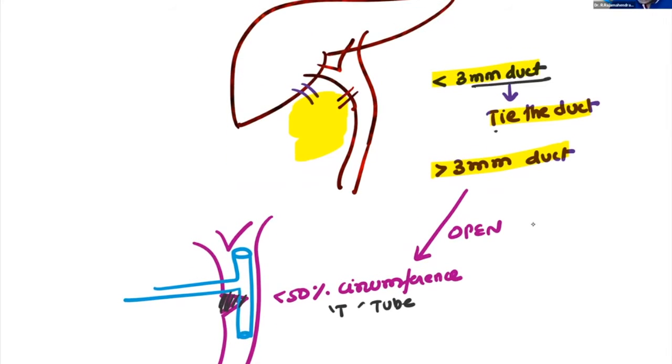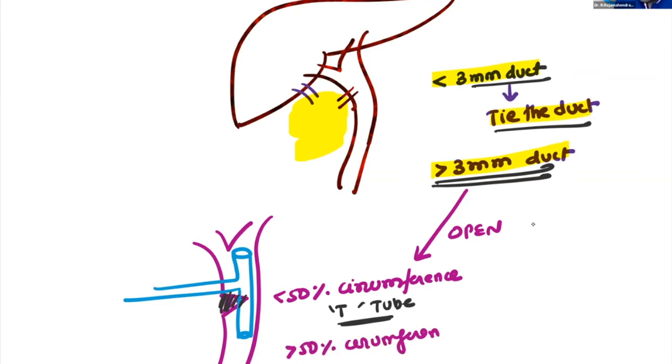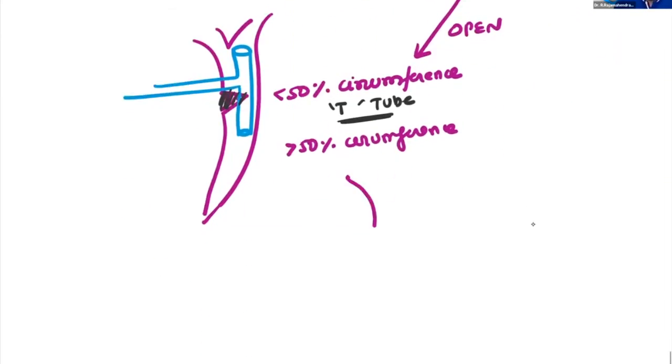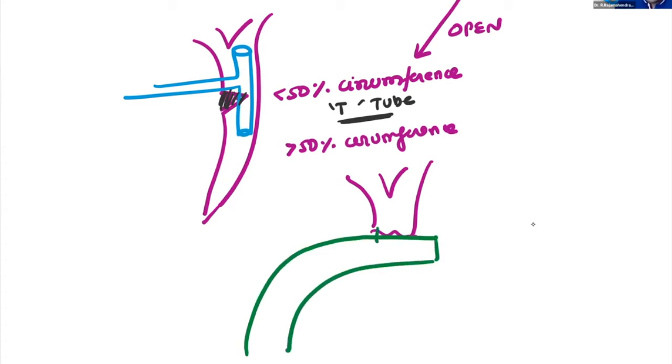If it is less than 3 millimeter duct, tie the duct. More than 3 millimeter duct, we put a T-tube for less than 50% circumference. For more than 50% circumference, what should I do? If the injury is more than 50%, I should bring a Roux limb of jejunum and anastomose like this. Hepatico-jejunostomy should be done using 4-0 Vicryl, because if I try to repair more than 50% circumference, it will definitely develop a stricture. If less than 50% circumference, I can keep a T-tube now and remove the T-tube later. That is a different protocol.